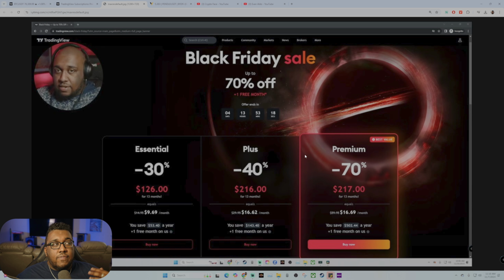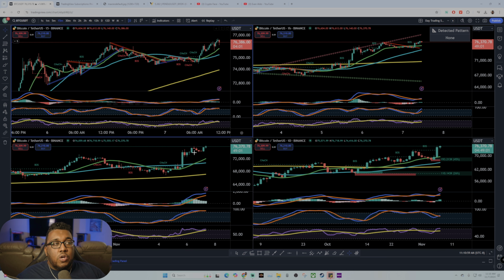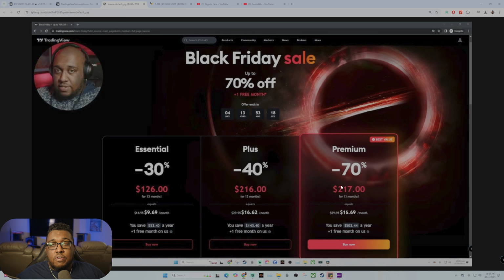So if you guys want to have all the bells and whistles, you want to be able to open up multiple charts, you want to be able to have tons of different tools on your charts, because the free version only allows you to have 2 tools at once. And you can see I have 1, 2, 3, 4, 5, 6, 7, 8 tools just on this one chart right here. You're going to want to wait till Black Friday and pay that $217 for the premium version.